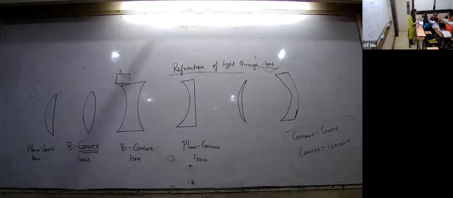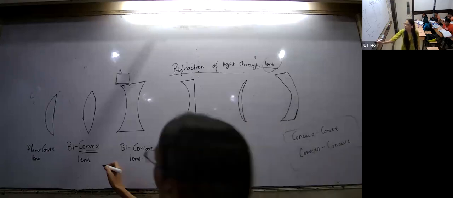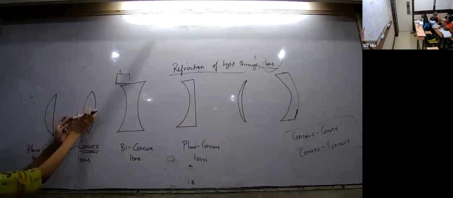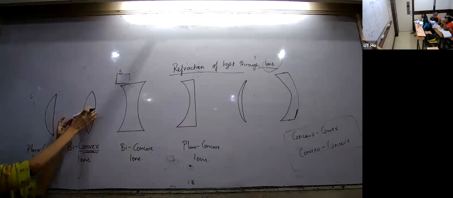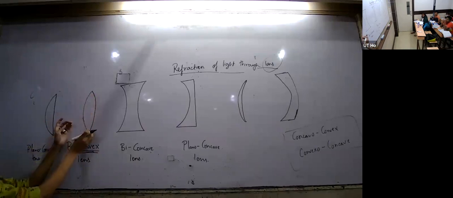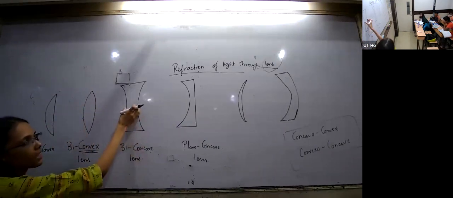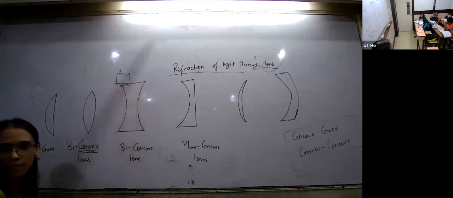So let me tell you, pay attention in case it comes in the exam. How do we name a convex lens? A convex lens is such a lens which is thicker at the middle center and tapering towards the end. Exactly opposite is the concave lens. It is thinner at the center and thicker towards the end.